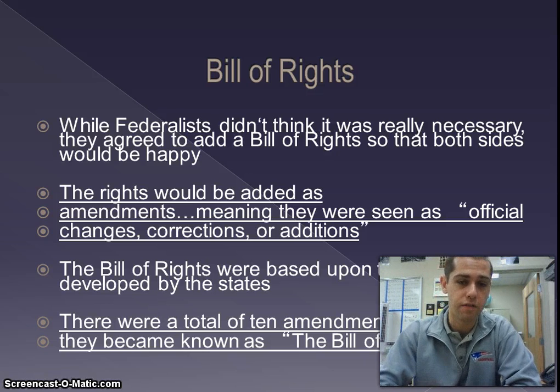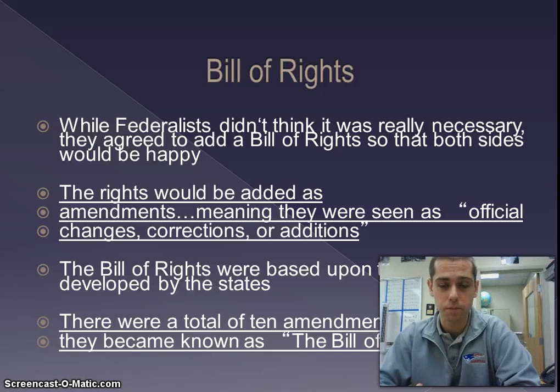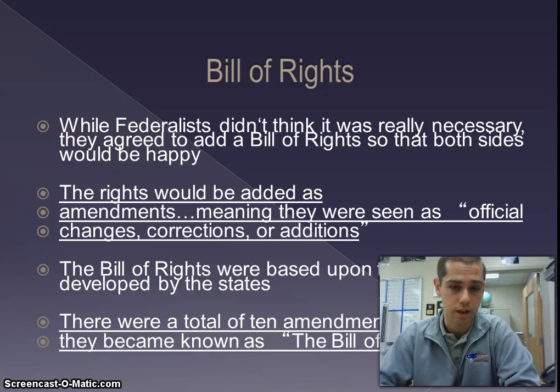So to clarify, you need to be writing down the things that are underlined, and to clarify the point of what the Bill of Rights is, it's pretty much a list of 10 things that we as Americans have the right to do. For example, we have the right to freedom of speech, freedom of religion, freedom of the press, we have the right to have weapons, we have the right to avoid cruel and unusual punishment, that kind of thing.